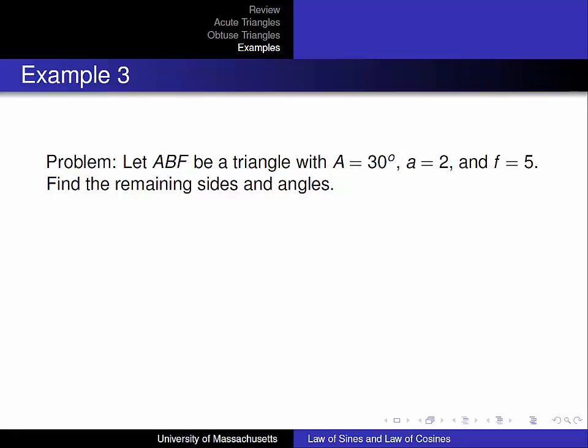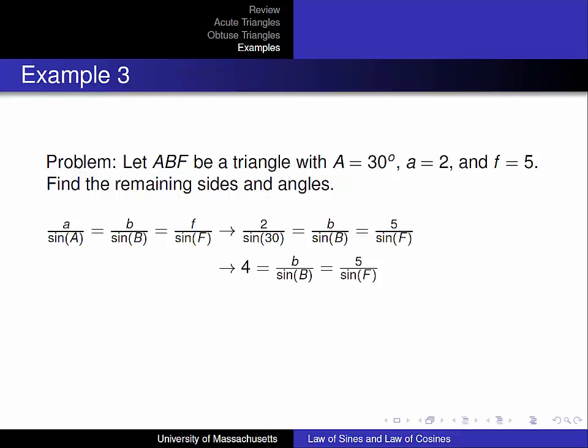Now, here's another example. Again, we're given triangle ABF, and we're told that one angle is 30, one side is 2, and one side is 5. So again, we're given two sides and one angle. Here, we're following the same steps. We write out the law of sines, then we plug in the values that we know, and we're left with 4 equals b over sine b equals 5 over sine f.